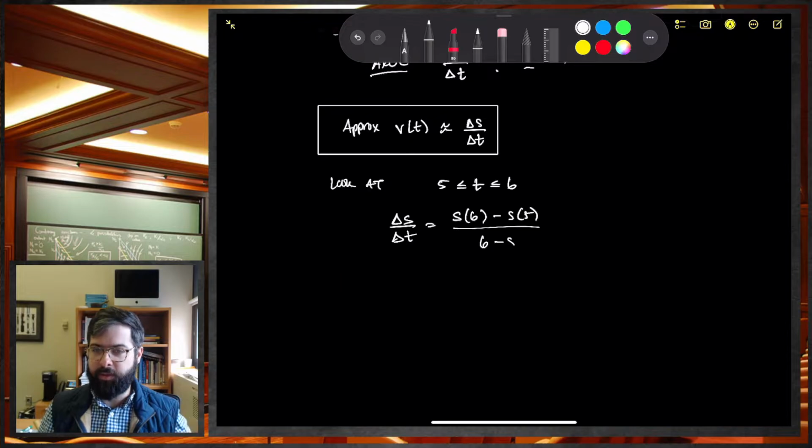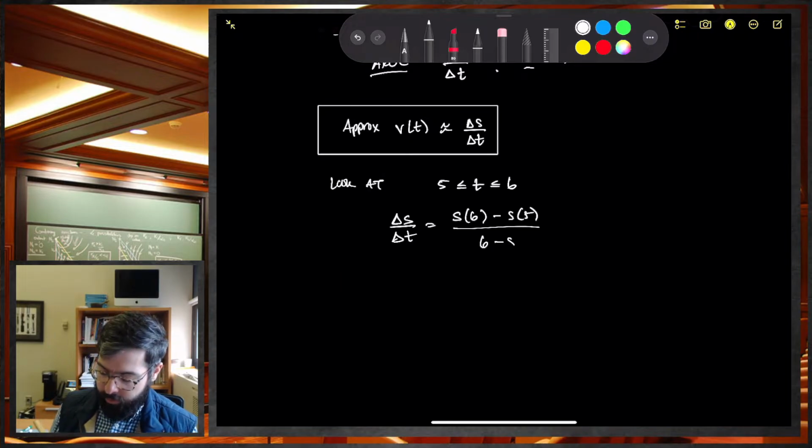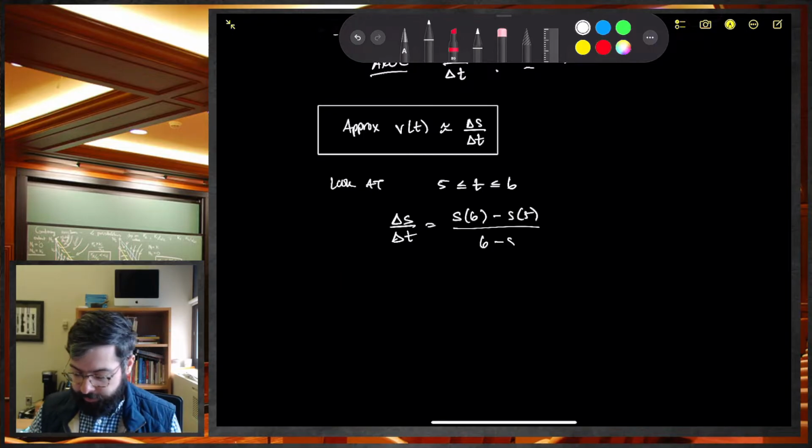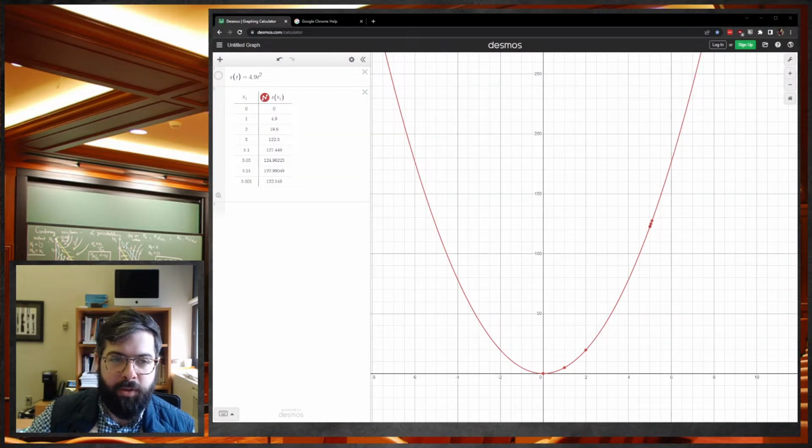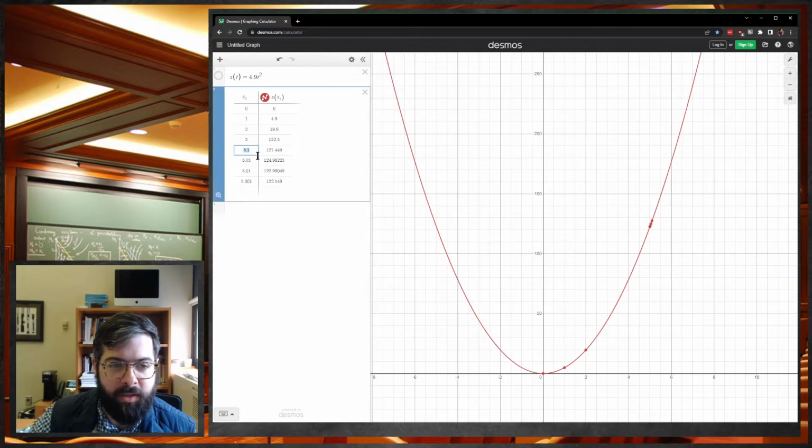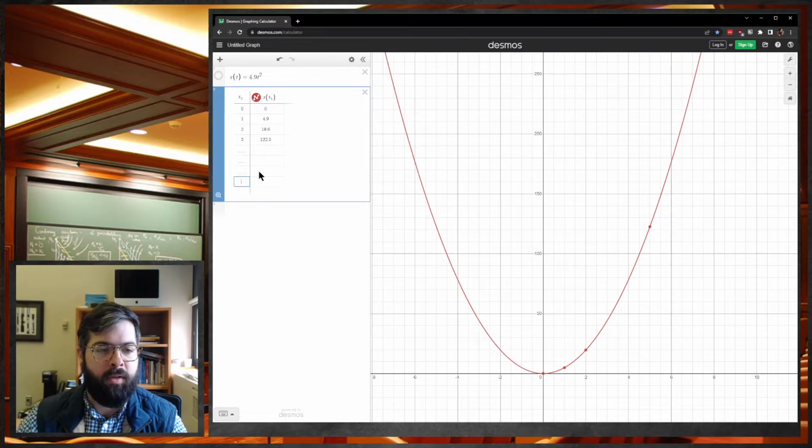That might be a bit familiar since you've seen that, especially if you did the review in the functions chapter. So what is s of 6 and s of 5? Well, I can actually pull up my table here. So in Desmos, which I highly encourage you to use, you can throw in the formula, even in terms of t, that's fine, and then generate a table like we did here, and then you can enter your own values. So I wanted to see what's going on near s of 6 and s of 5.